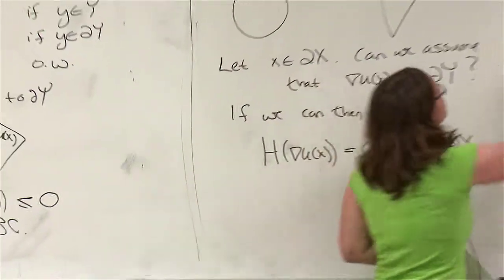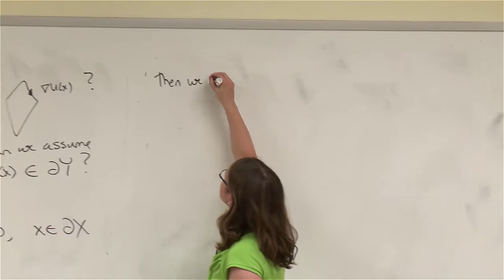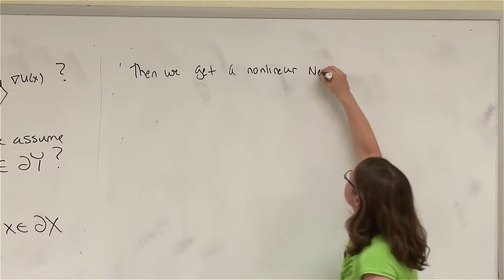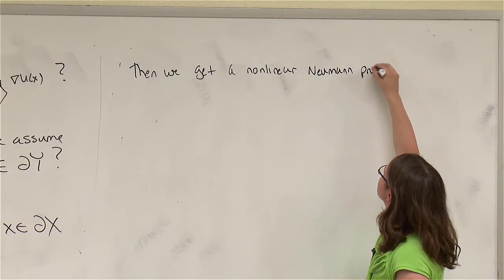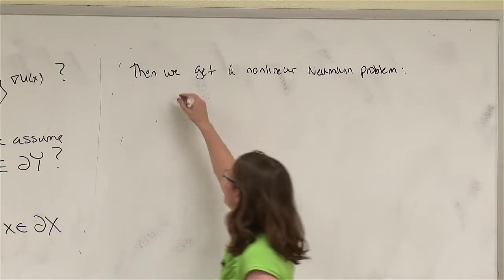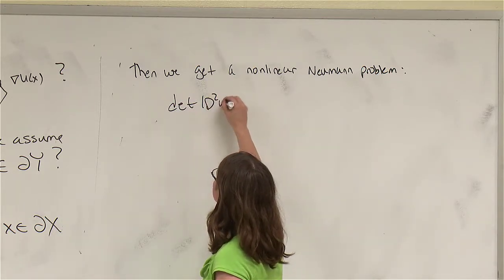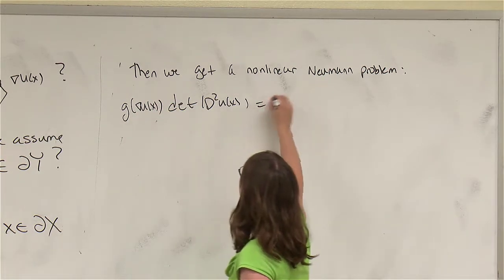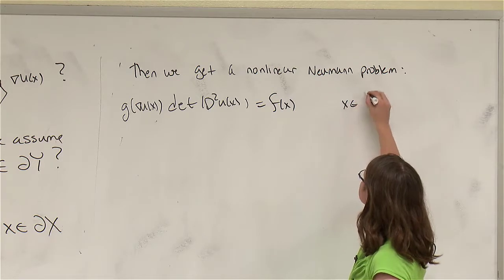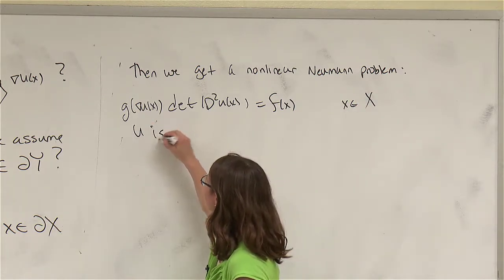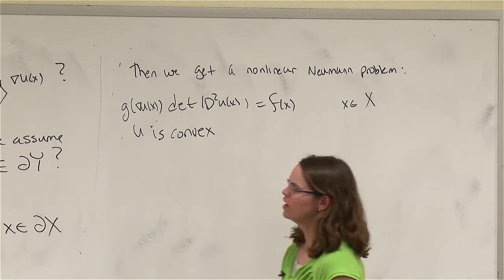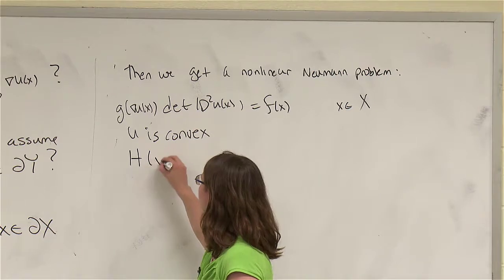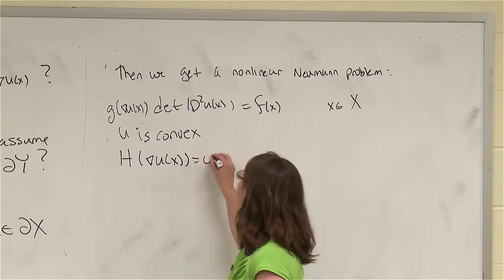Okay, so then we get a nonlinear Neumann problem. The determinant of the Hessian times, I think I put the gradient, the g here, equals f. Okay, u is convex. And now instead of that funny global condition on the solution gradient, I have a local boundary condition. Nonlinear, but local.